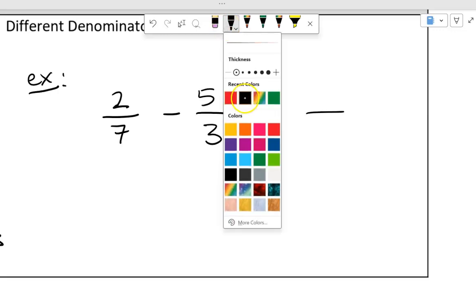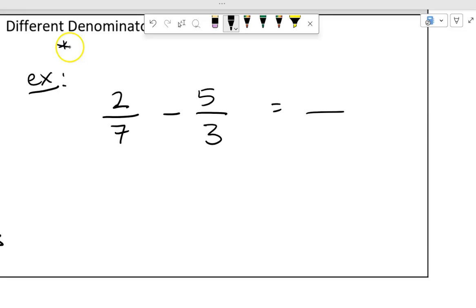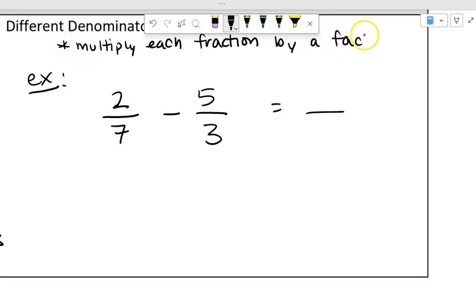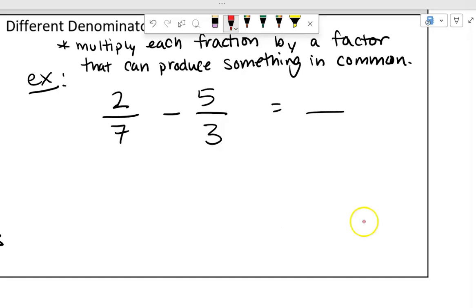To get a common denominator, you are going to have to multiply each fraction by a factor that can produce something in common. So I want to look at my fractions. I want to ask myself, is there something I can multiply 7 that's going to give me a 3? No. Is there something I can multiply 3 by that's going to give me a 7? No. Is there something I can multiply each of them separately by that will make them equal to each other? Yes. And think about what number is it that you can multiply each of these 7 and 3 by that will make them equal each other.